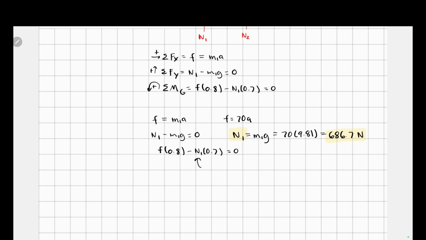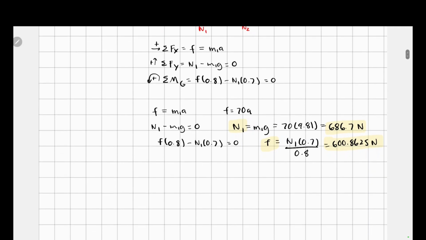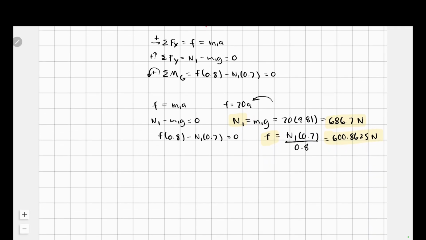And then with N1, since there's only one unknown in this equation, now it's only F, and we know N1. F would be N1 times 0.7 divided by 0.8, which would give us 600.8625 newtons. So you just calculate that with your calculator as well. And last but not least, we have our acceleration. Since we know F, our acceleration A would just be F divided by 70, which is 8.5835 meters per second squared.